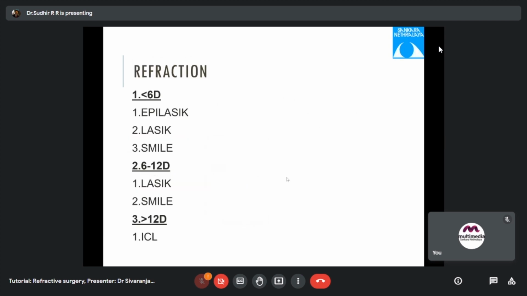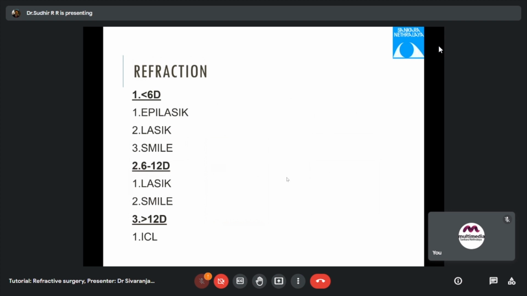Refraction. Less than 6 diopters can be corrected with Epi-LASIK, LASIK and SMILE. 6 to 12 diopters can be corrected with LASIK and SMILE. More than 12 diopters, we have to go for ICL. So this is again the other cutoff you need to keep in mind.